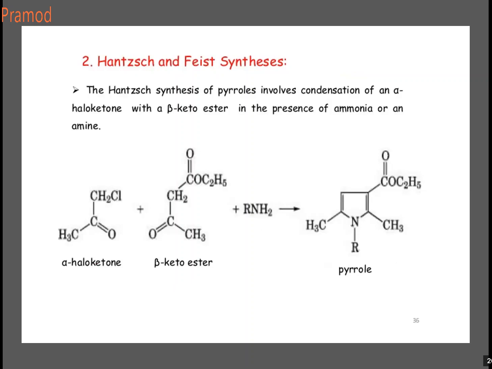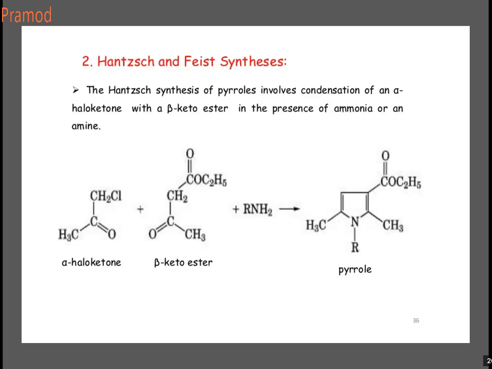Hantzsch synthesis. In this you take an alpha haloketone and you take a beta ketone or beta dicarbonyl compound, same as that of Knorr. So instead of your amino group, you take a chloro group, and you take an extra amine. You treat it together, or basically you take ammonia or any substituted amine.